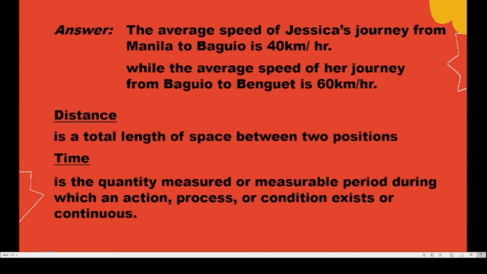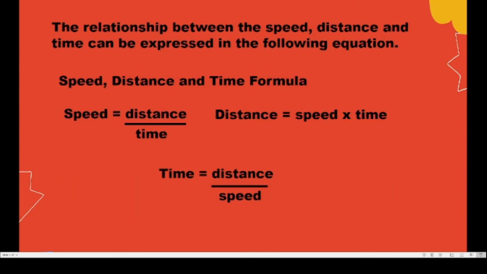So, it is stated here that distance is the total length of space between two positions. Then time is the quantity measured or measurable period during which an action, process, or condition exists or continues. The relationship between speed, distance, and time can be expressed in the following equation. Speed, distance, and time formula. Speed is equal to distance over time, while distance is speed times time, and time is distance over speed.